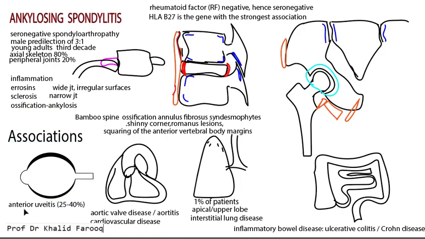In the eye, we see anterior uveitis, which is noted in 25 to 40% of the cases, while in the cardiovascular system, we see aortic valve disease and aortitis, and in 1% of the patients, we see apical or upper lobe interstitial lung disease. Similarly, inflammatory bowel disease like ulcerative colitis and Crohn's disease is also associated with ankylosing spondylitis.